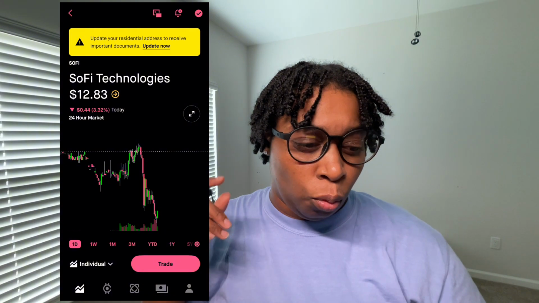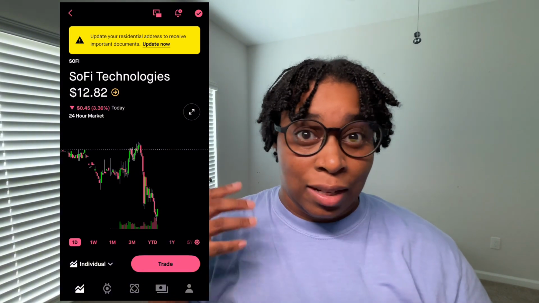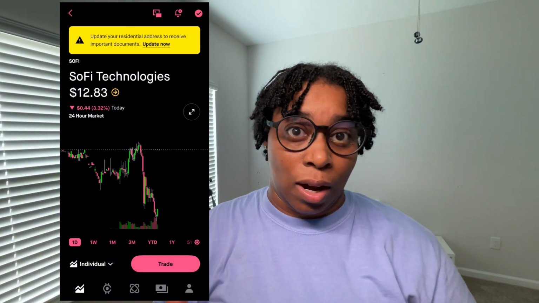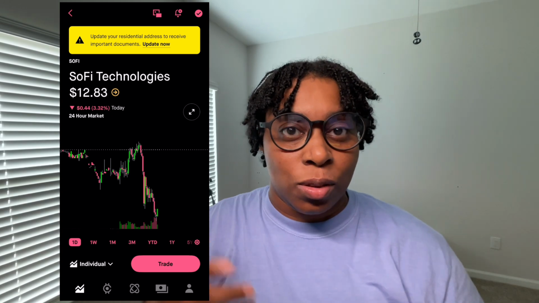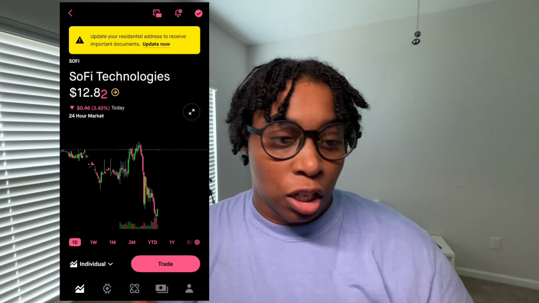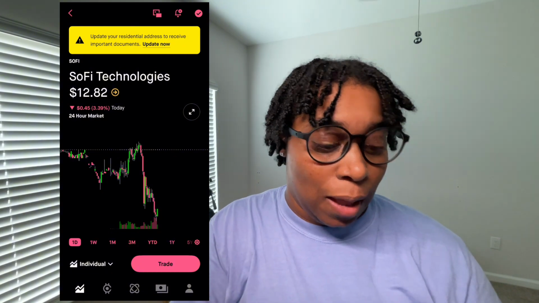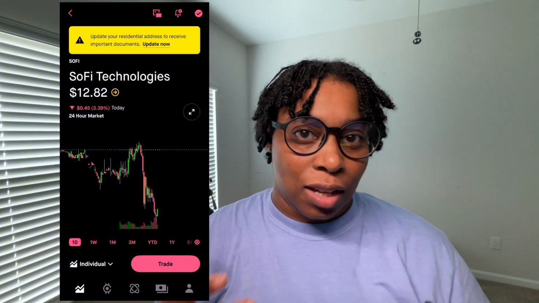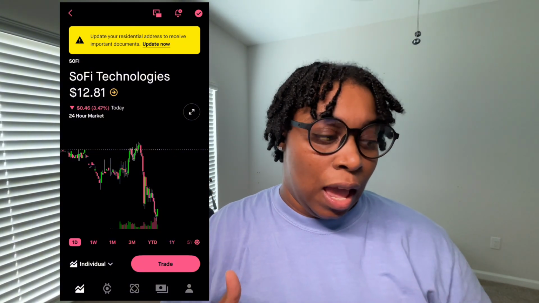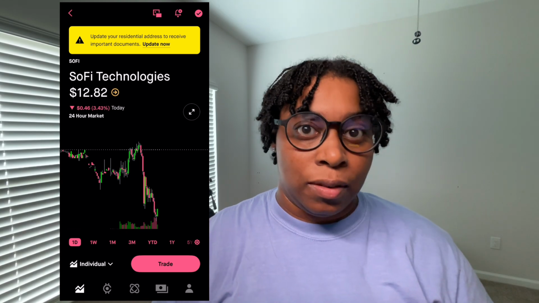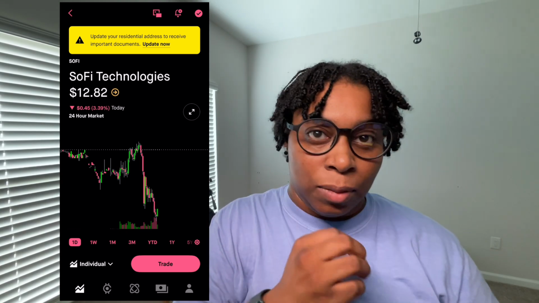Okay, so with this one being $12, which is not in the hundreds, not even $50 right now, not even $20, we will see a much higher fractional share of this. Now, SoFi does not pay out dividends, okay? But it's just one of those stocks that I like to personally invest in as a growth stock.